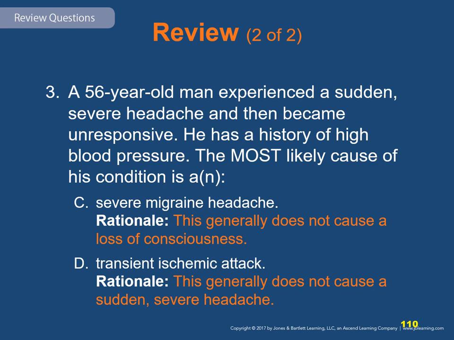is C, severe migraine headache. That's incorrect because this generally does not cause a loss of consciousness. No matter how bad a migraine headache can be, and they can be murderously bad, they just don't cause loss of consciousness. And D, the option was transient ischemic attack. Again, this type does not generally cause a sudden severe headache.